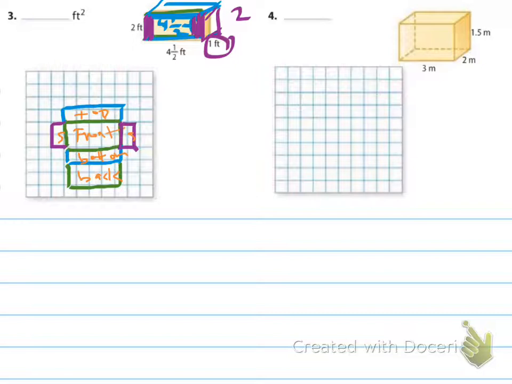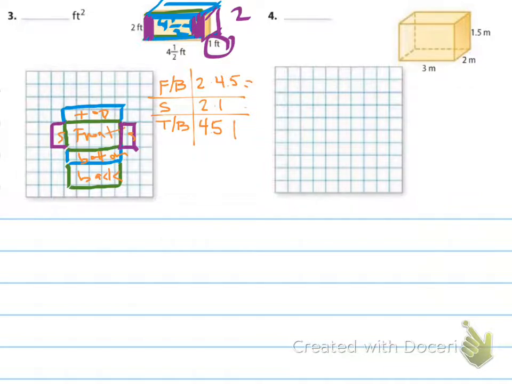Now, I'm going to try and make this a little neater. I'm going to blow this up a little bit and make my table. We've got our front, back, our sides, and our top, bottom. Okay? And so the dimensions for my front and back are 2 by 4.5. My dimensions for my sides are 2 by 1. And my dimensions for my top and my bottom are 4.5 times 1.